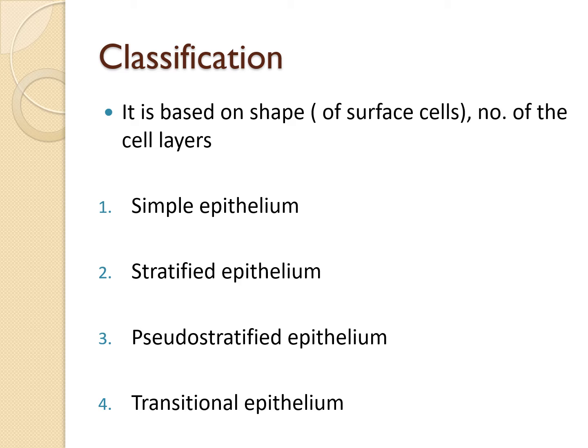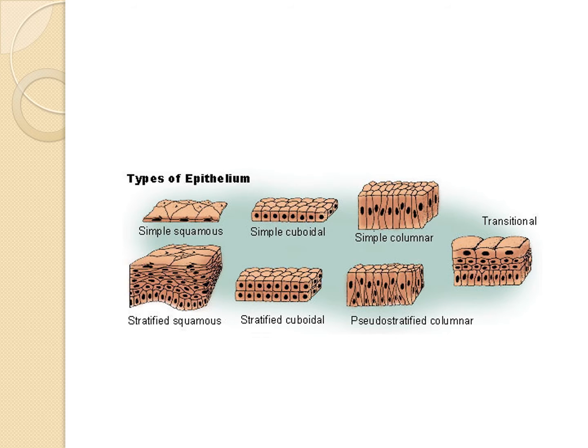In pseudostratified epithelium, there is a single layer of cells but it gives a false appearance of stratification. Now, based on the classification, first you can see this diagram. This one is the simple squamous epithelium. Here the shape of the cells is squamous, so the name given is simple squamous epithelium.